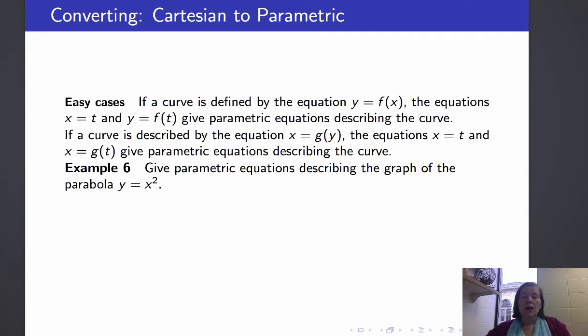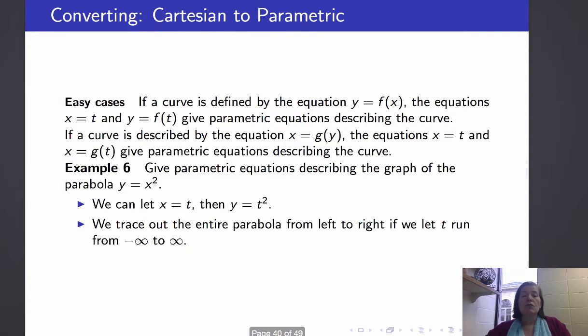So let's try this with the parabola y equals x squared. I can let x equals t, y equals t squared. The domain of this function is all x values from minus infinity to infinity, so I can let the t run from minus infinity to infinity, and this traces out the entire parabola from left to right.